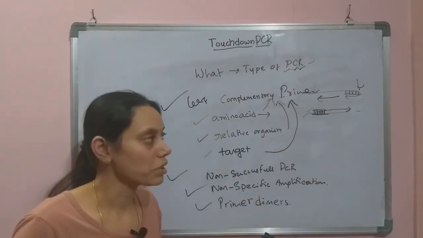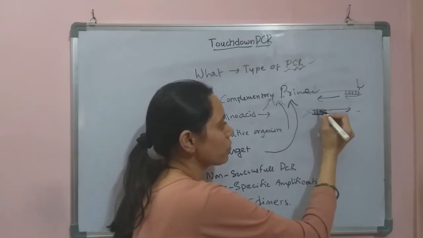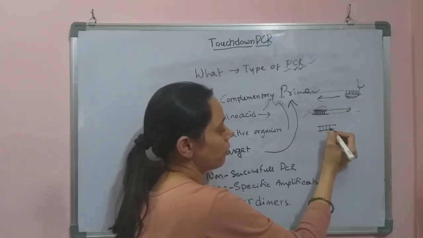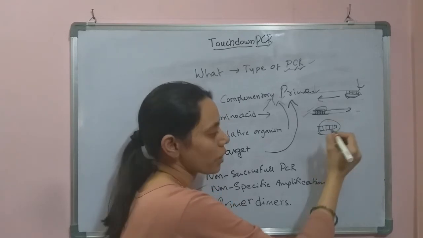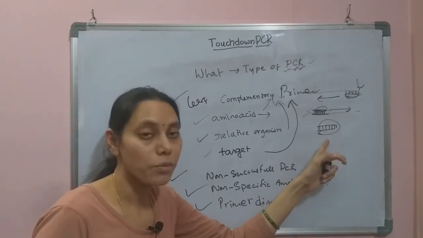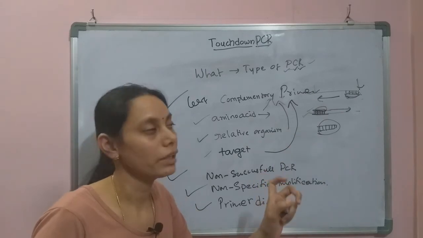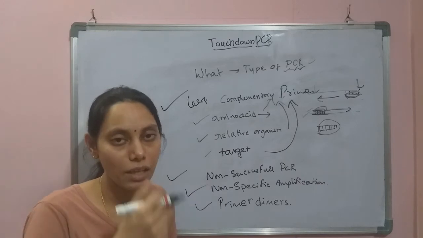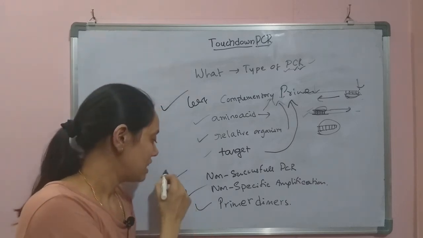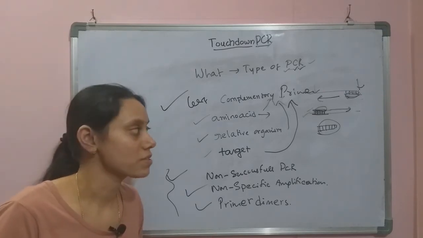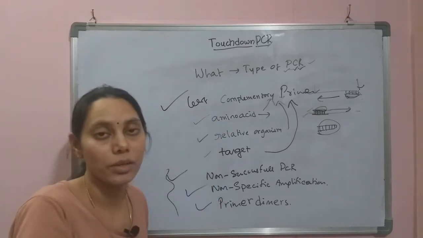These primer dimers are nothing but the forward primer and reverse primer binding to each other. Due to the formation of these primer dimers, the primers are no longer available for the initiation of target DNA synthesis in the PCR reaction. So these are the possibilities that generally happen when we use less complementary primers.